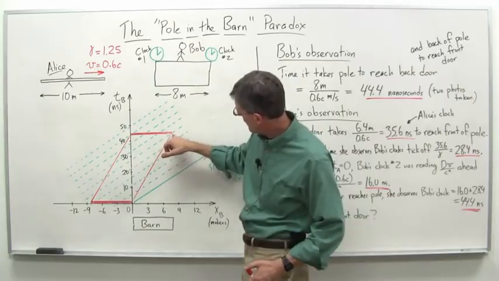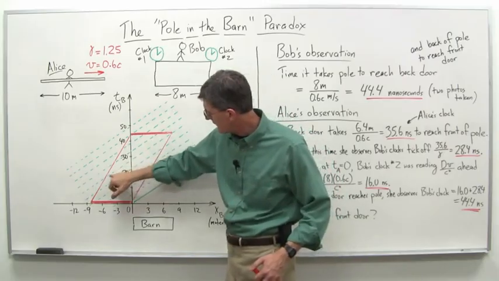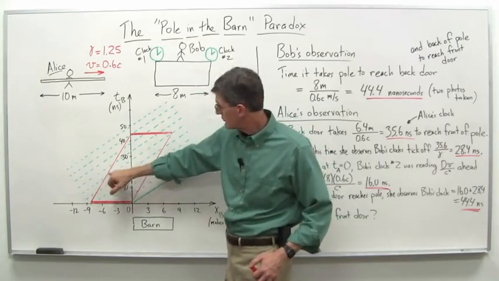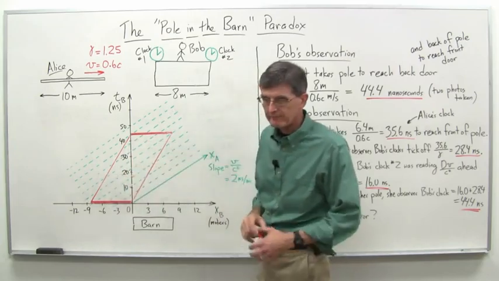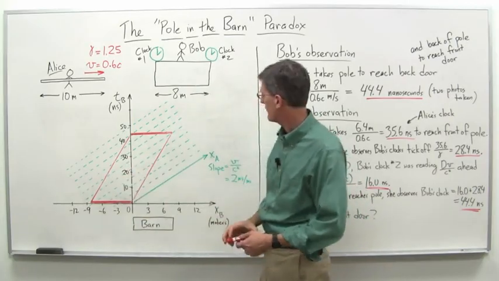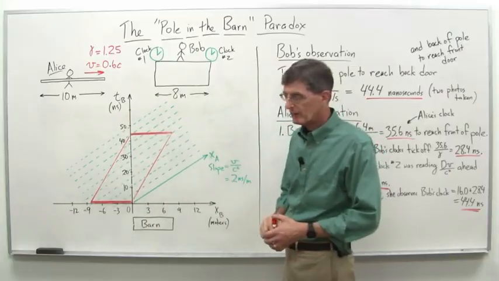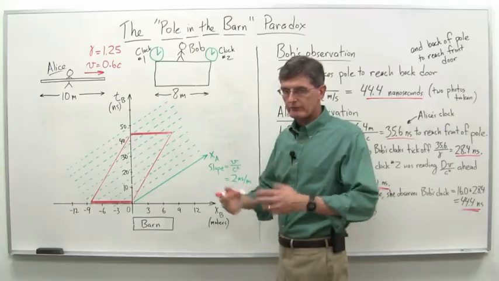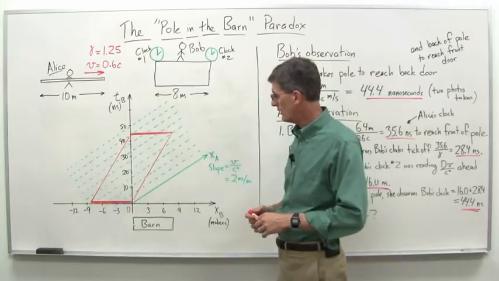But then also, if we trace the line of simultaneity back here, look where she sees the other end of the pole. It's still well outside the barn. Here's the barn right here, and so it's still back there, just as we had with the picture of the pole still sticking out the front end, because from her perspective, of course, the pole is 10 meters, the barn is only 6.4 meters.